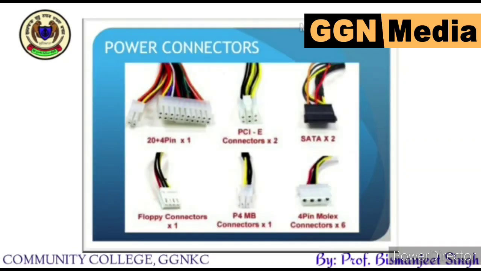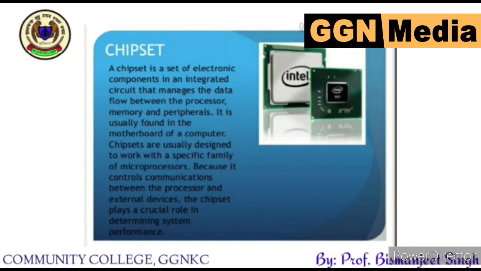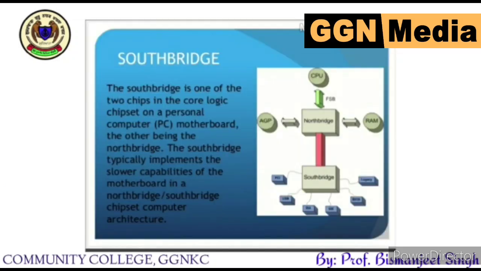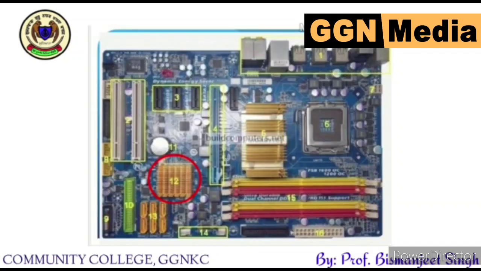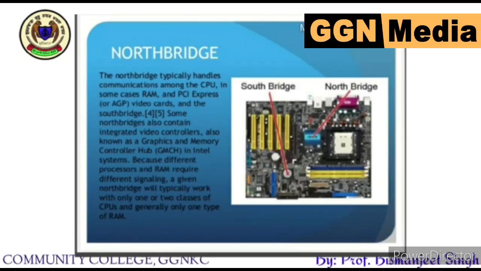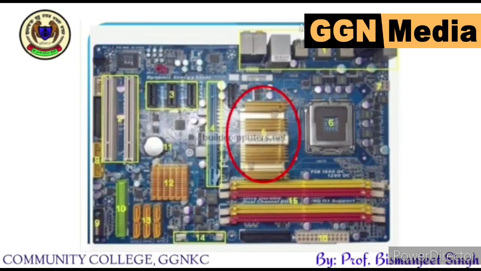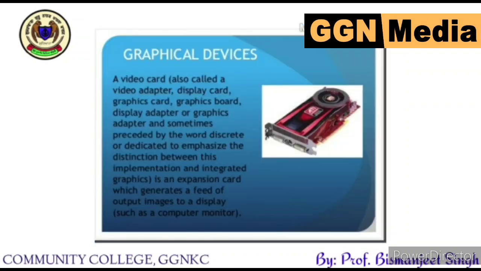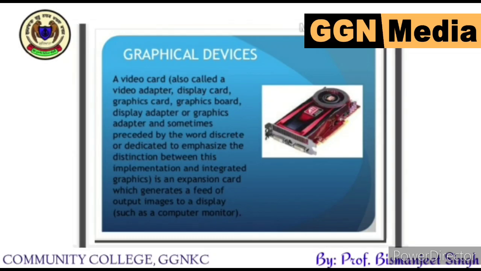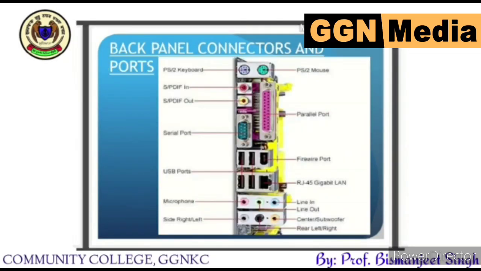These are the power connectors. Chipset, an electronic component integrated in the PCB. Two types of bridge are there, south bridge and north bridge. North bridge basically handles the communication between the CPU and the RAM. This is the north bridge in the red circle. Graphical device, video card. These are the back panel connectors, ports used to connect the keyboard, mouse, and speakers with the motherboard.